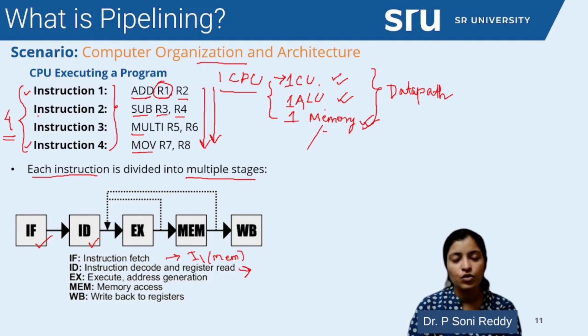Once instruction 1 has been read from memory in the first step, which is the IF step or instruction fetch, the next step in the execution is decoding, which is understanding what is written inside instruction 1, meaning what kind of operation I have to do.